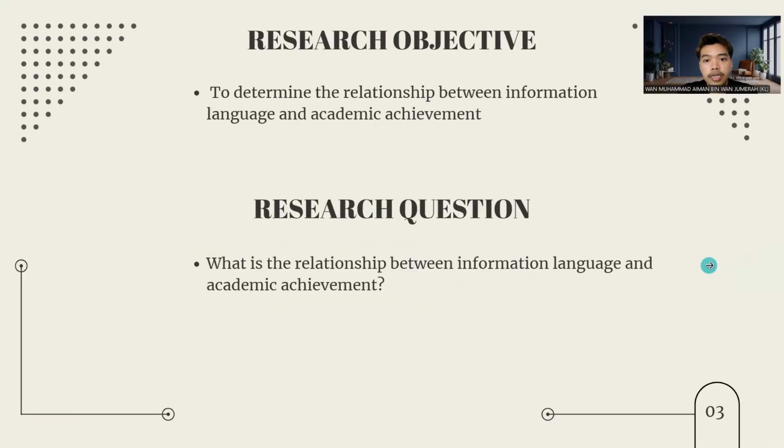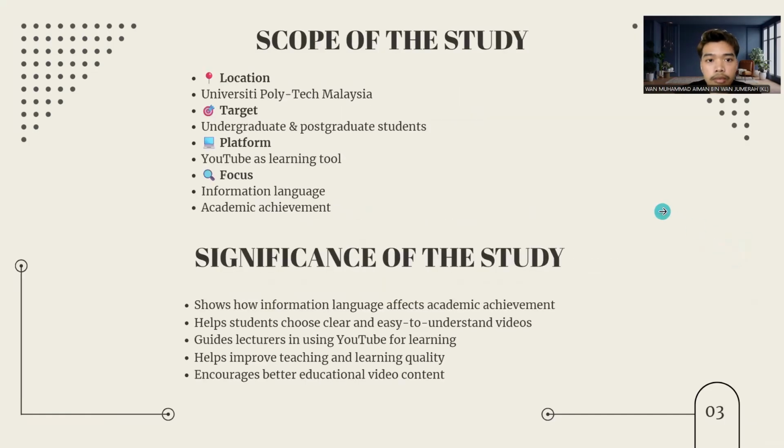So next, we move to the research objective. The first one is to determine the relationship between information language and academic achievement. For the research question, it is: what is the relationship between information language and academic achievement? Next, we move to the scope of the study. The study is conducted at University Polytechnic Malaysia, which is UPTM. The target respondents are undergraduate and postgraduate students. The platform used in this study is YouTube as a learning tool. The main focus is on information language and its impact on students' academic achievement.